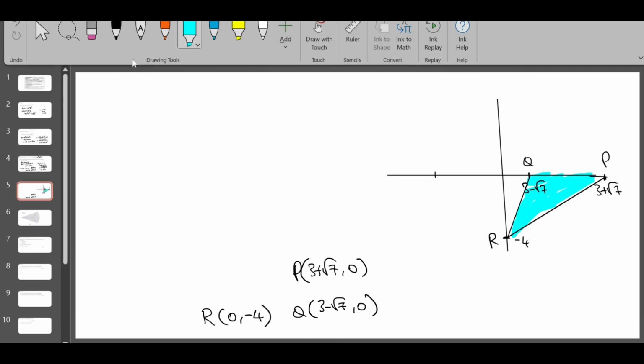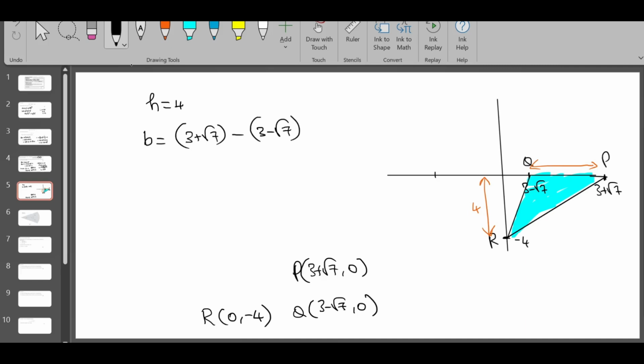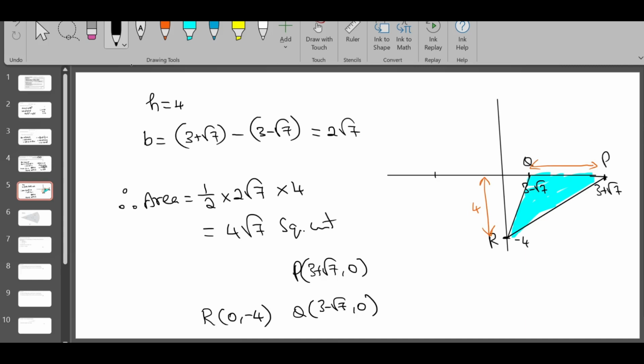The height of the triangle is 4 units. And the base is bigger number minus smaller number. So you can straight away write, height is equal to 4, base is equal to 3 plus root 7 minus 3 minus root 7. 3 will be cancelled, you will get 2 root 7. Therefore area is equal to half base times height, which is 4 root 7 square units.